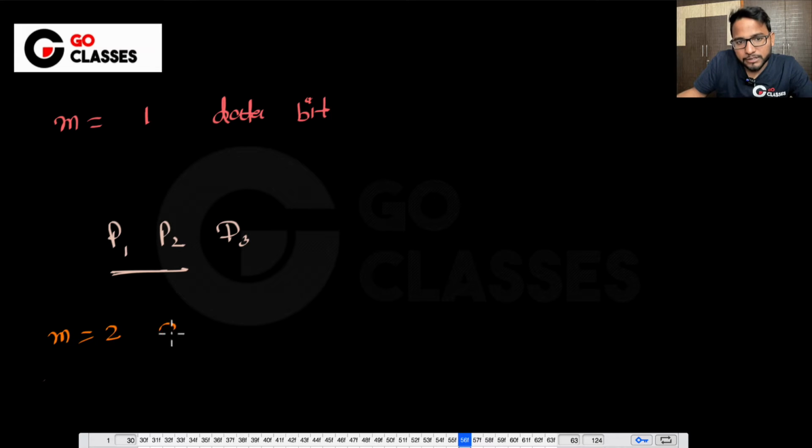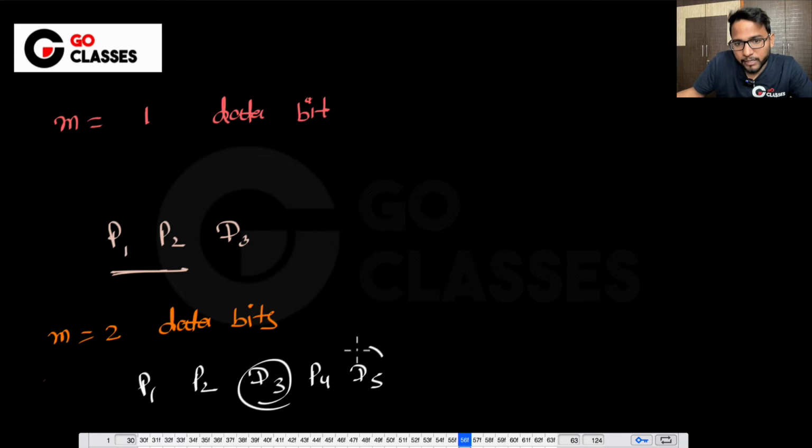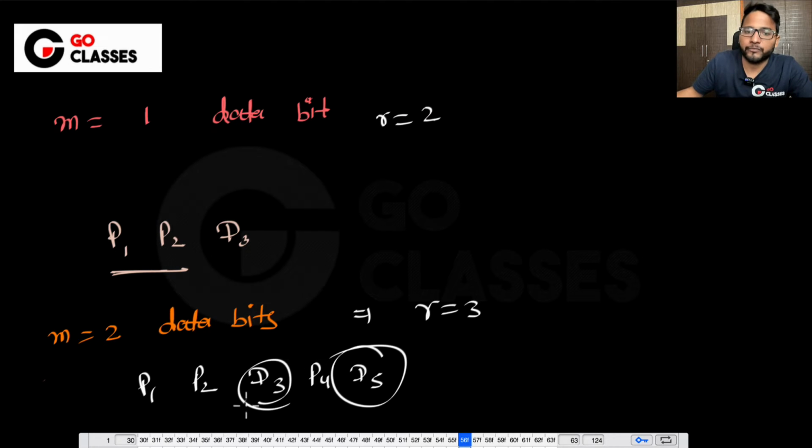Suppose you have two data bits. Then how many parity bits do you need? I think P1, P2 you definitely need. Then for the 2 and then P4, and then only you can write your second data bit. So basically for the two data bits you need three parity bits. So let me call it R. R is the number of parity bits, here 2, here 3, and that's what they're asking. For m equal to 16, how many parity bits do I need? Suppose m equal to 7, how many parity bits do you need?